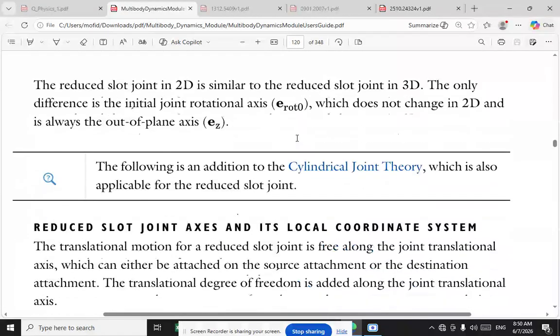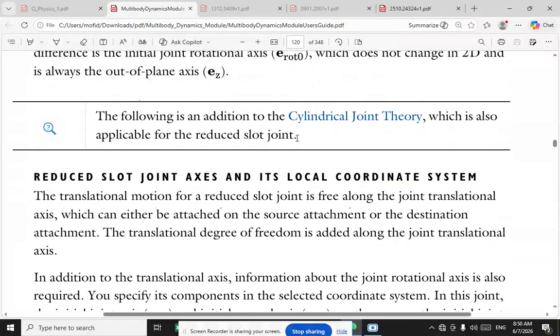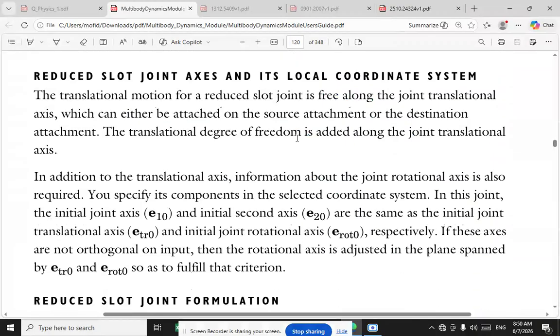The reduced slot joint in two dimensions is similar to the reduced slot joint in three dimensions. The only difference is the initial joint rotational axis, e rotational 0, which doesn't change in two dimensions and is always the out-of-plane axis E0. The following is an addition to the cylindrical joint theory, which is also applicable for the reduced slot joint axis and its local coordinate system.